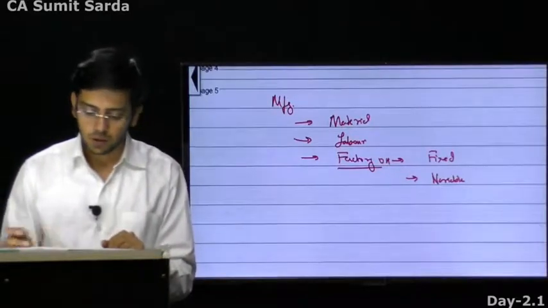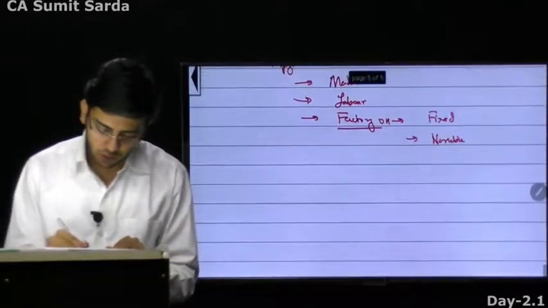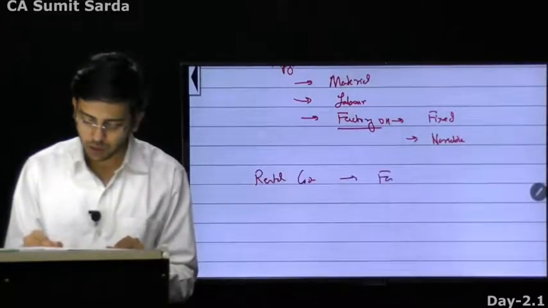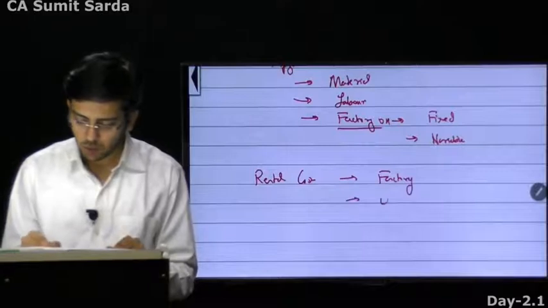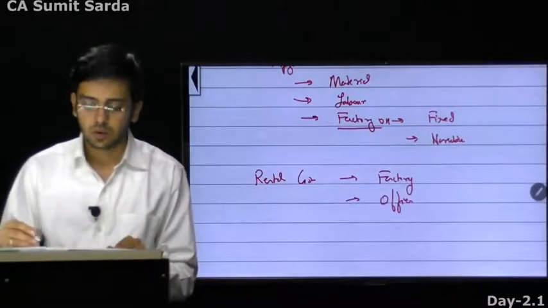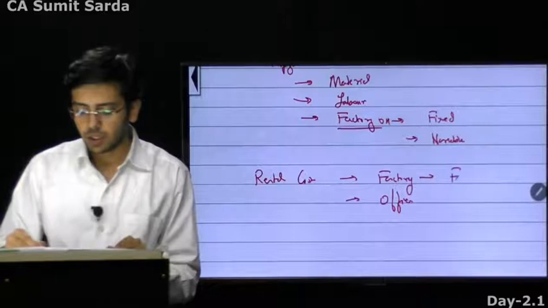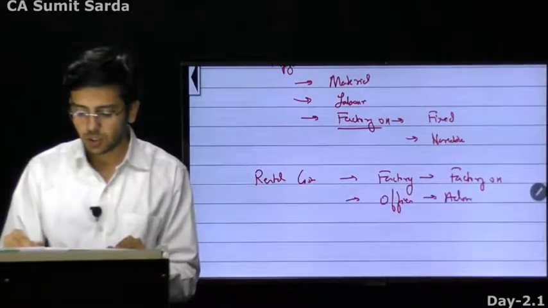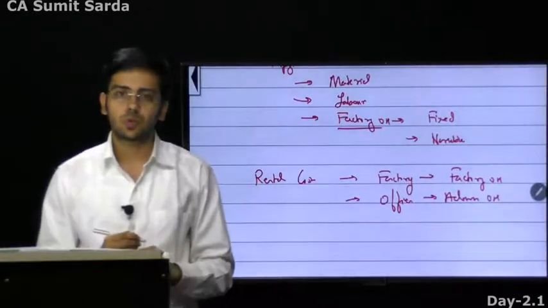Okay. So now suppose we incur two types of rental cost. One is for the factory and the other is for the office. The rental of the factory is of the nature of factory overhead. This is going to be included. But office is of the nature of administrative overhead. This is not to be included.